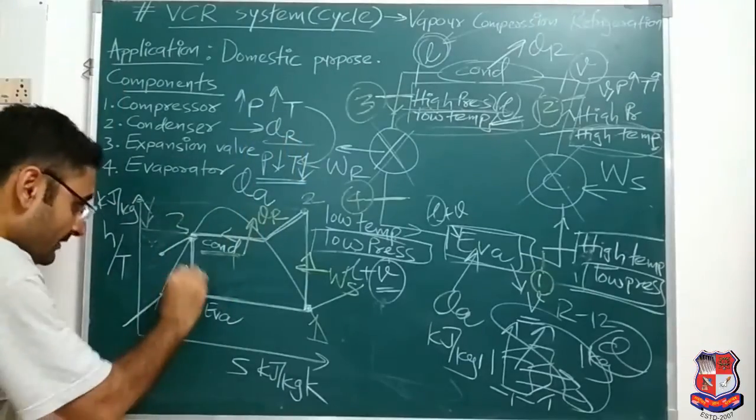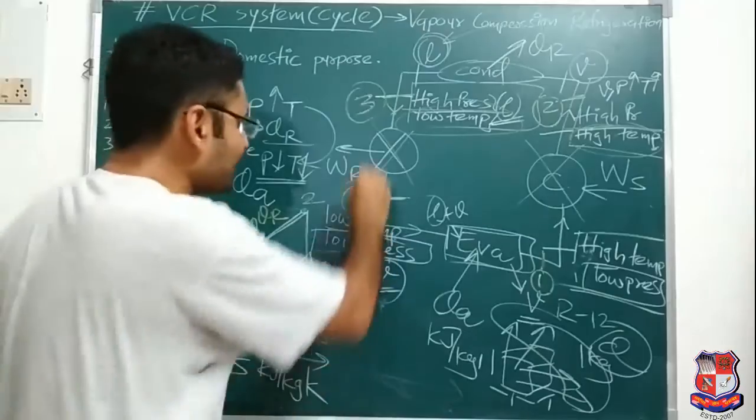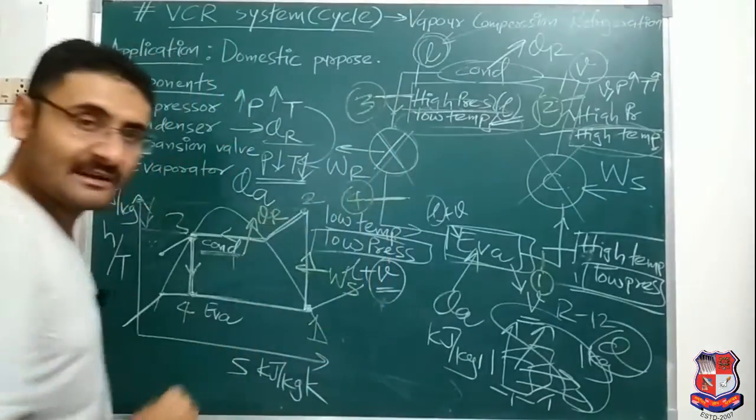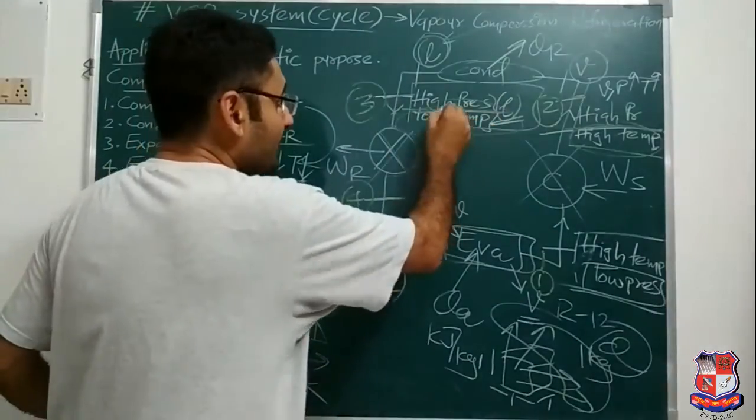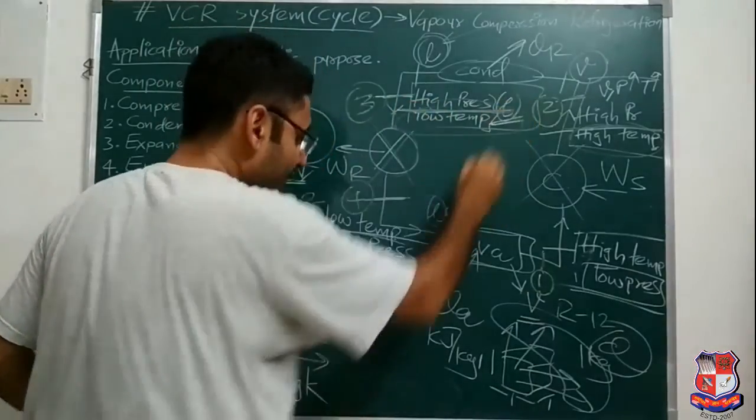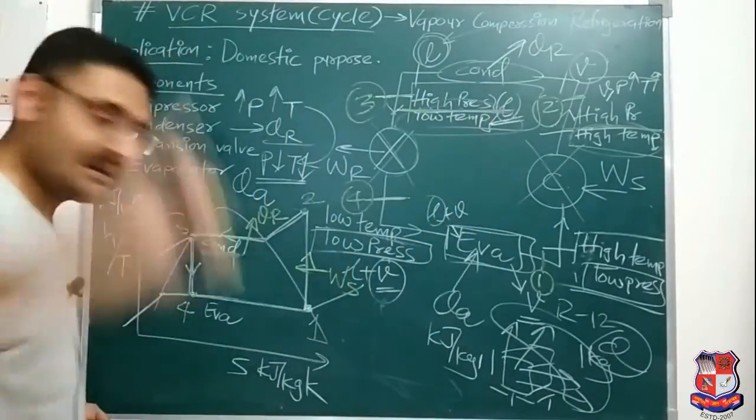3 to 4, I will write 3 to 4. In 3 to 4, which device is present? In 3 to 4 the expansion device is present. In the expansion device what happens? The inlet of the expansion device is at high pressure and the outlet of the expansion device is at low pressure.